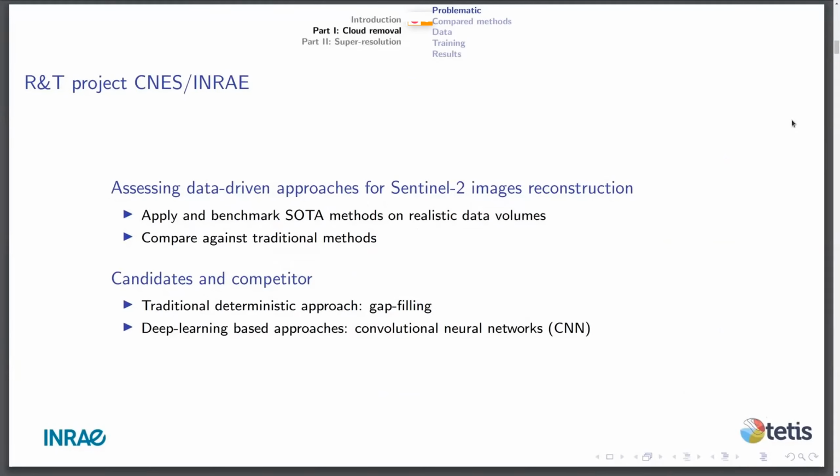So we apply and we benchmark state-of-the-art methods on realistic data volumes. For instance, we use 10 tiles on the Occitanie area from the 4 last years of acquisitions. And we compare these methods with traditional methods, for instance, the gap filling. And we have a few deep learning based approaches that we try, and I will present you that in the next slides.